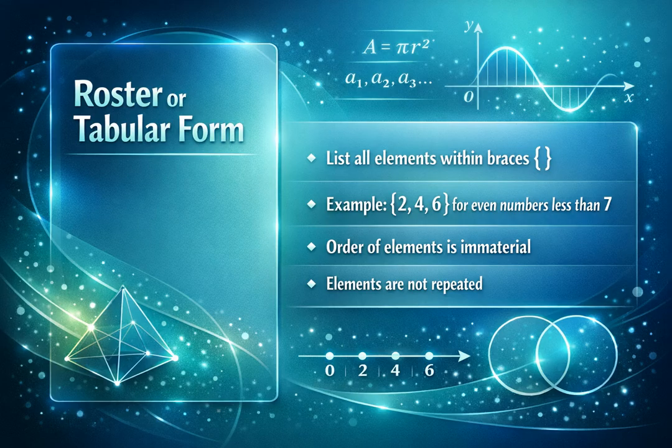There are two main ways to represent a set. First is the roster or tabular form, where we list all elements within curly braces. For example, the set of even numbers less than 7 is written as {2, 4, 6}. Remember, the order doesn't matter, and we don't repeat elements.